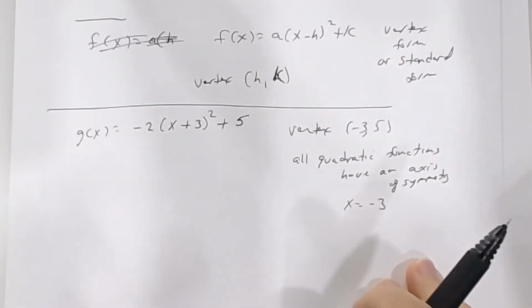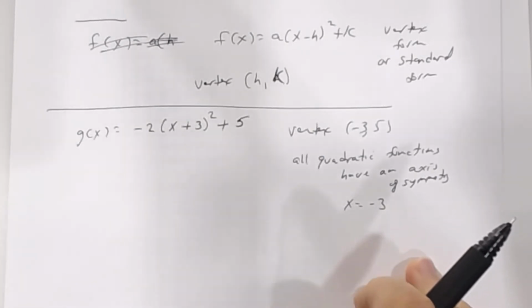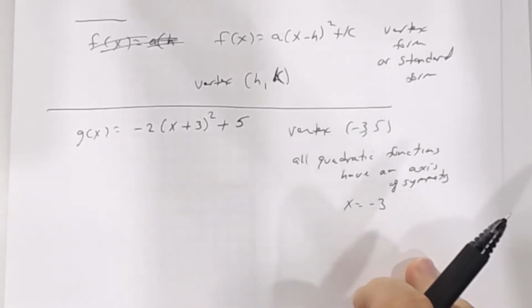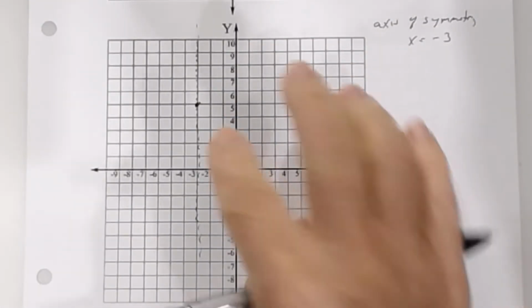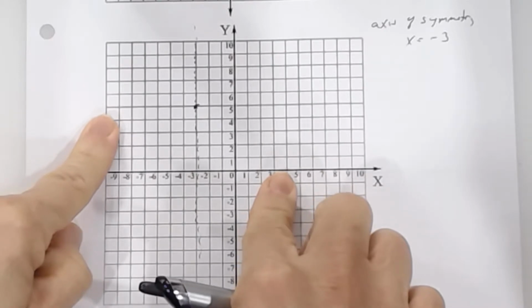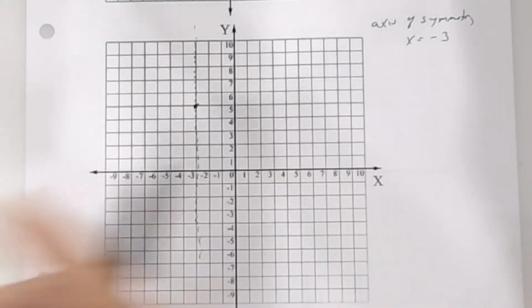Keep in mind that it's not part of the parabola. We use it, though, to help us graph the parabola. That's why we put a dotted line. All right, and we plot a few more points and you're done. So let's use the t-table. I'm going to do that here.